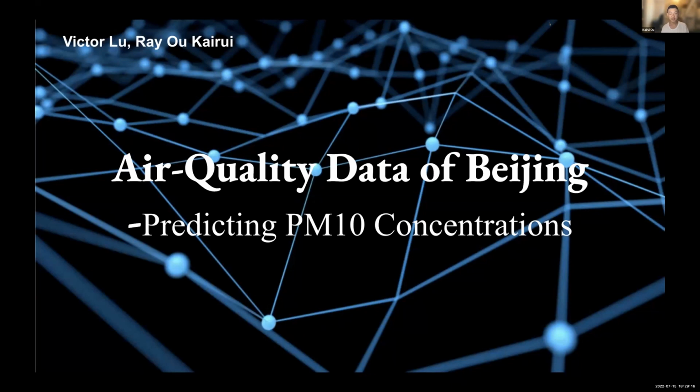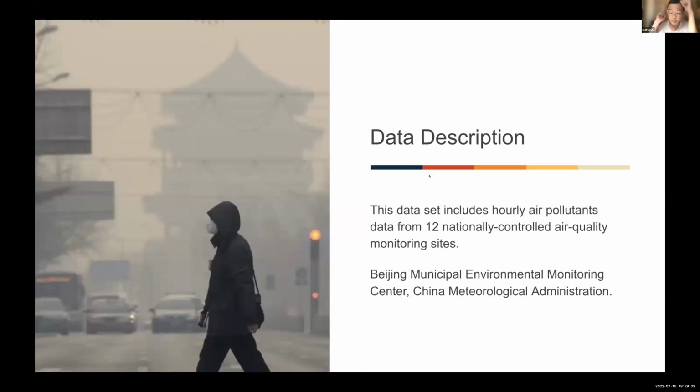Today we're going to present our analysis of the air quality data of Beijing, and we're going to let machines predict the PM10 concentrations of this dataset. First, the data description. Our data has 6 main air pollutants and 6 prevalent meteorological variables from multiple sites in Beijing, and it is published by the Beijing Municipal Environmental Monitoring Center.